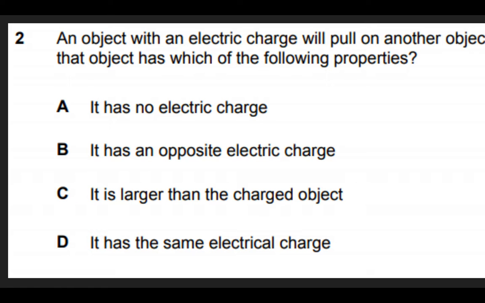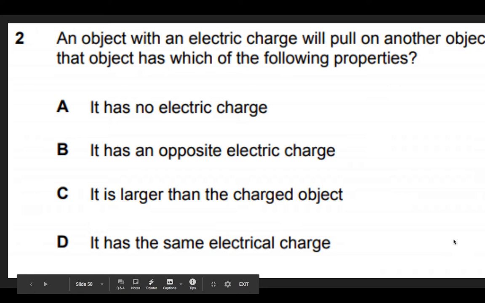An object with an electrical charge will pull on another object towards it. That object has which of the following properties? A, it has no electric charge. B, it has an opposite electric charge. C, it is larger than the charged object. D, it has the same electrical charge. So in order for it to pull on something, what will make it pull on one another? Which makes the most sense when we're talking about electrical charges. Pause to annotate and answer this question now.